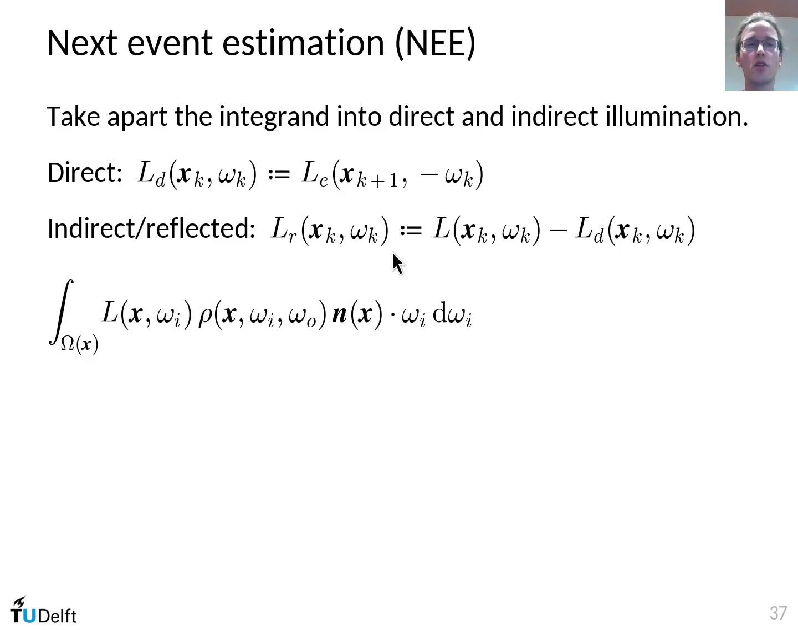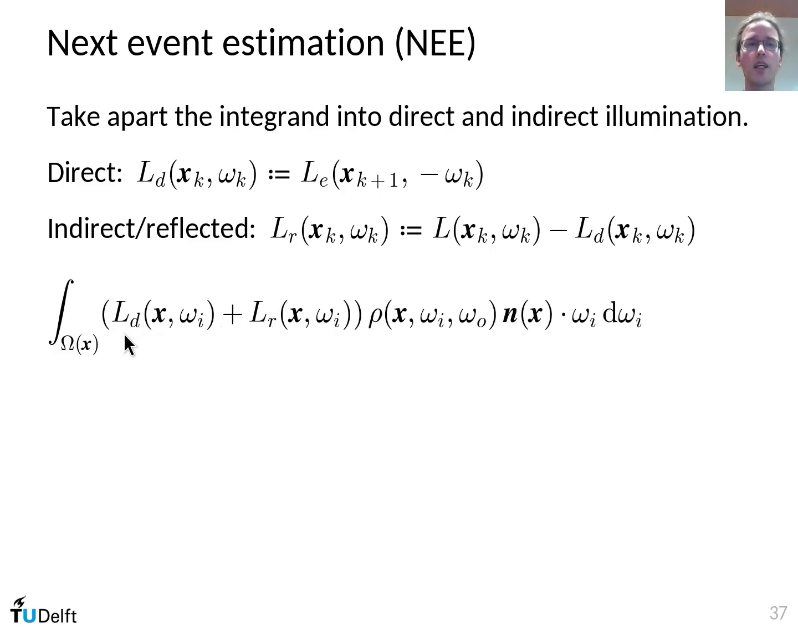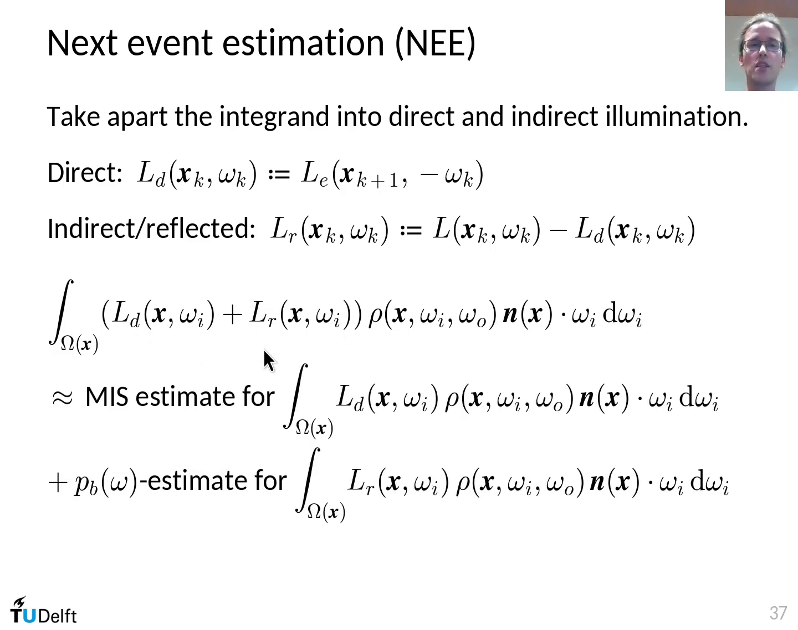And now we look at the integral from the rendering equation, which of course contains the incoming radiance. Now we can take apart the incoming radiance into direct radiance and reflected radiance. And then we can take this apart further into two separate integrals, one containing only direct radiance and the other containing only reflected radiance. Now for these two integrals, we use two different Monte Carlo estimates.